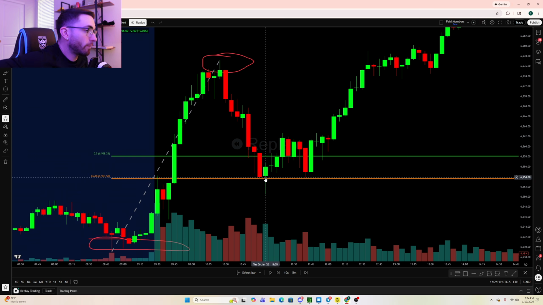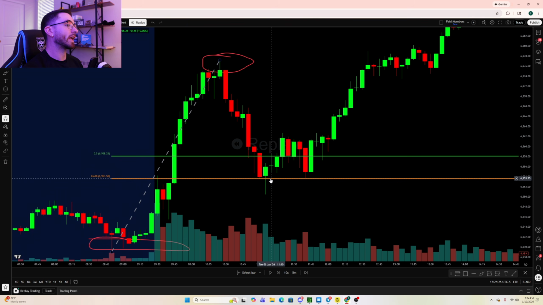So again, if you ended up entering off of this 5-minute candle right here, your stop would be below the 61.8 if they invalidate the level. So that's why I never do hard stops. To me, all my stops are mental because I want to see price actually break the area with weakness if I'm looking to go long, or with strength if I'm looking to go short.